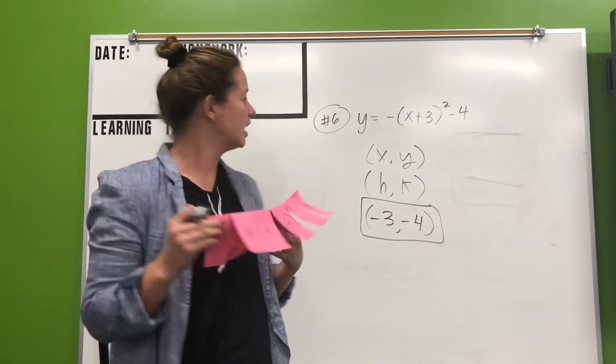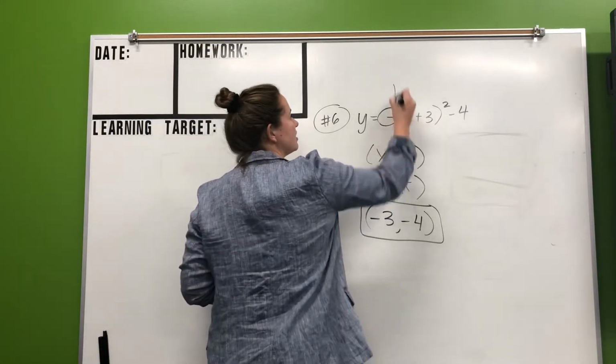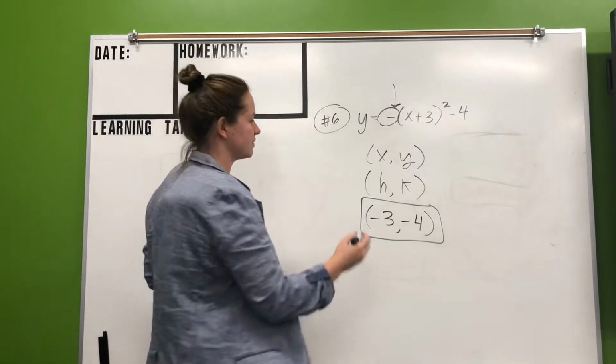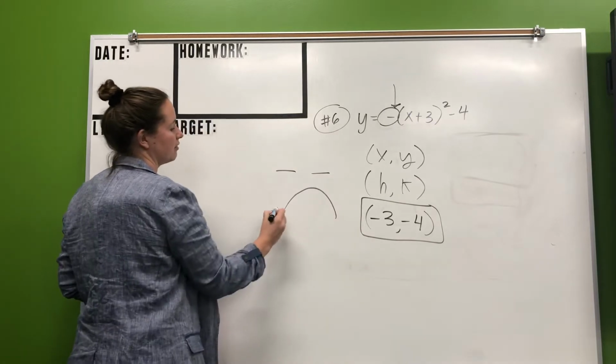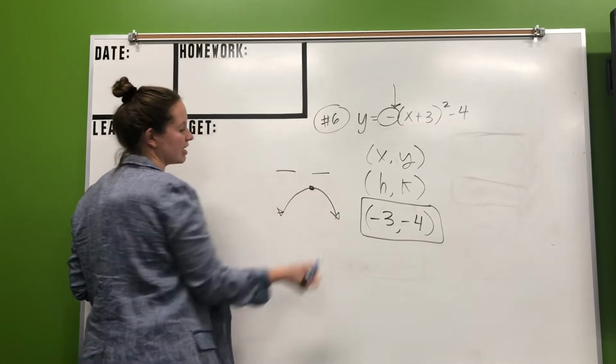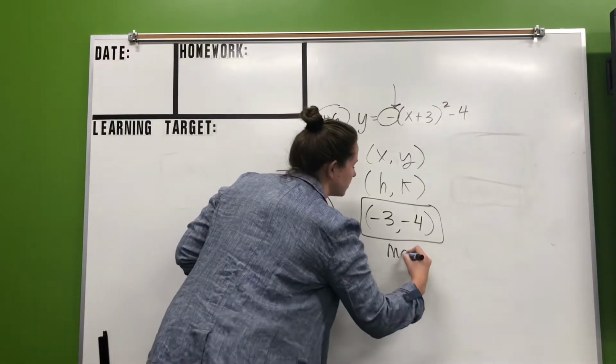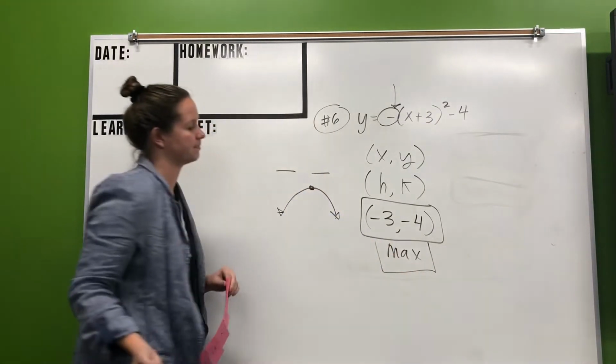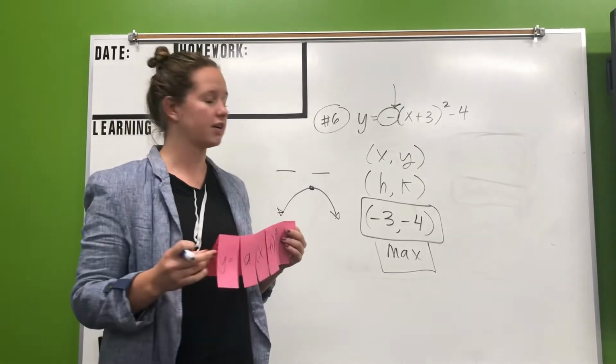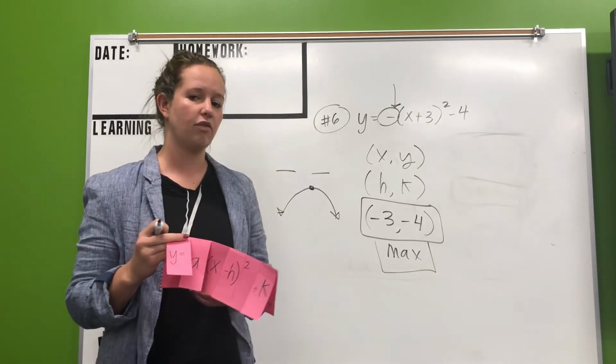We love these ones. And then as you can see, up front is a big negative sign. So negative, face down. So your vertex in this case is now going to be a maximum because it's at the very top of your graph. So you would write max. And that's your answer for number 6. Hopefully that makes sense.